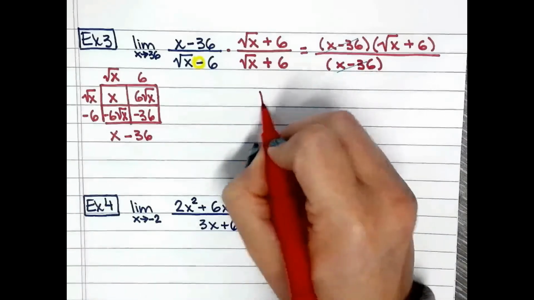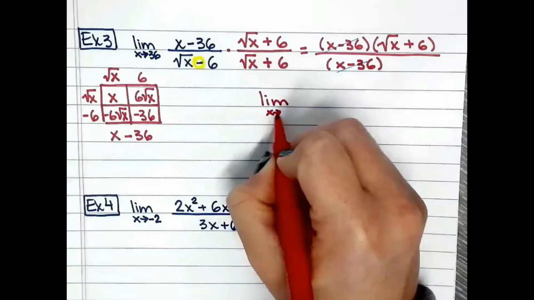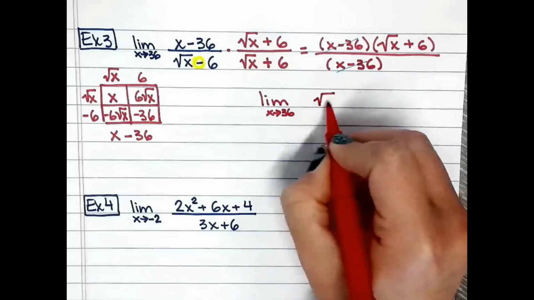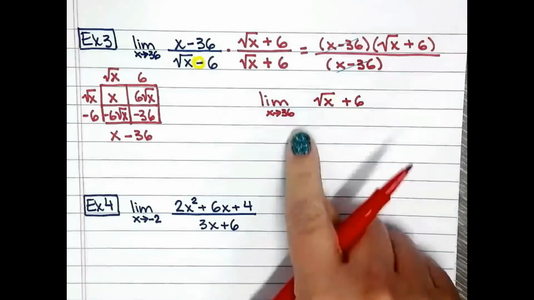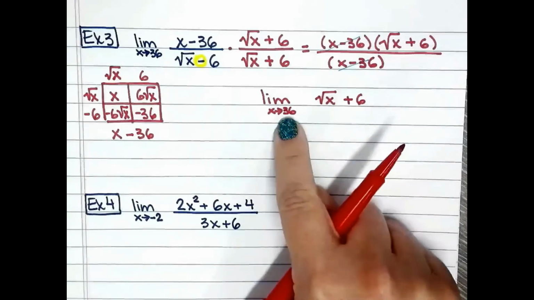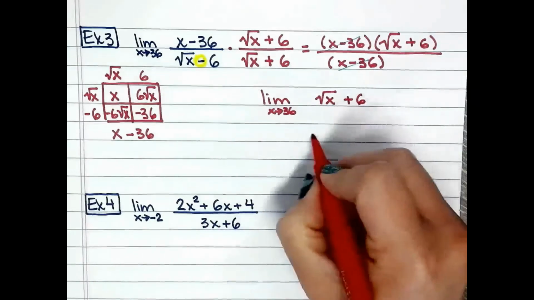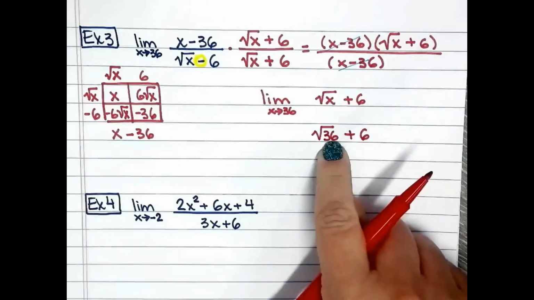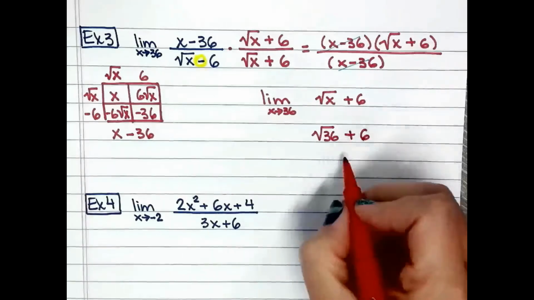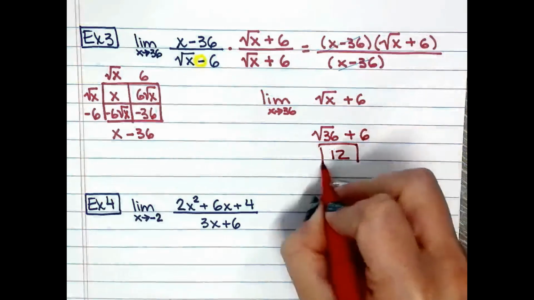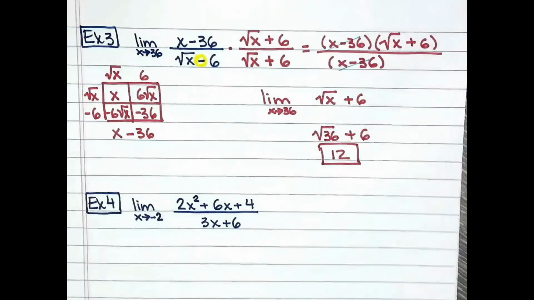So we have the limit as x approaches 36 of this function, now with the plus 6. At this point, I can just go ahead and do substitution. So plug in 36 for x. So square root of 36 plus 6. Square root of 36, I know it's 6. Plus 6 is just 12. You didn't think it was going to look that pretty, huh?